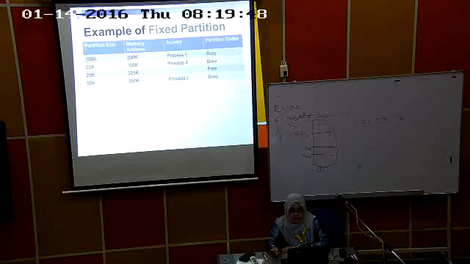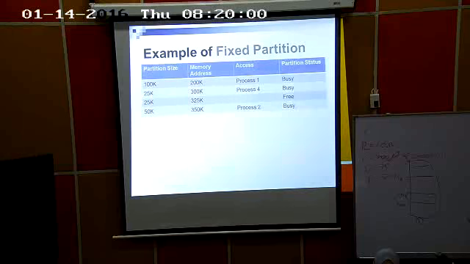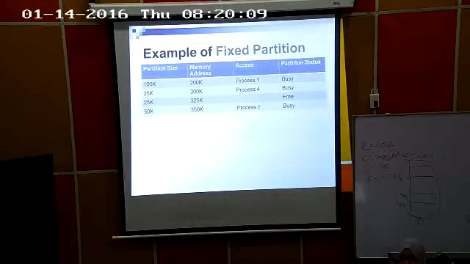Okay, this is another example of fixed partition. Process 1, busy. Busy refers to occupied. P4, busy, occupied. P2, busy. However, P3 is free. The partitions in your memory are not fully being used. That's why internal fragmentation occurs.